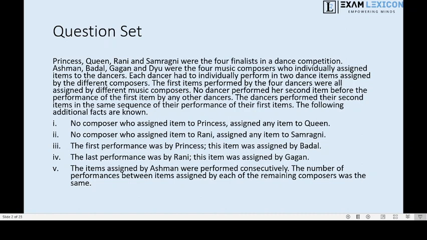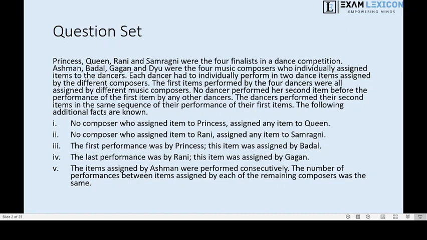No dancer performed her second item before the performance of the first item by any other dancers. The dancers performed their second items in the same sequence of the performance of the first items. The following additional facts are known. No composer who assigned items to Princess assigned any item to Queen. No composer who assigned items to Rani assigned any item to Samagrini.